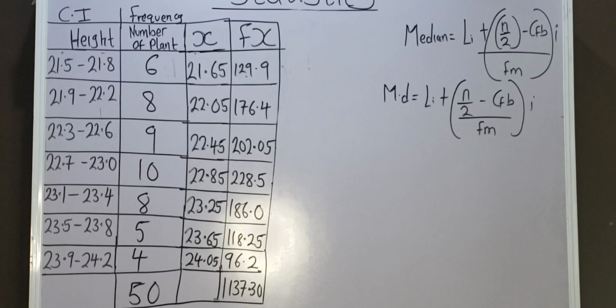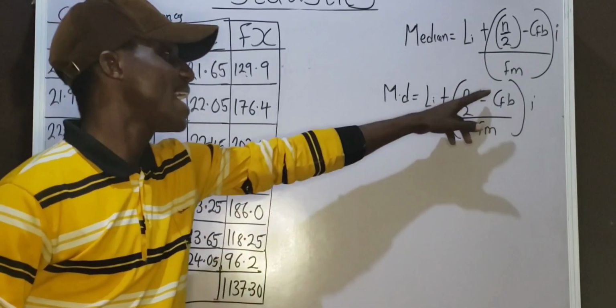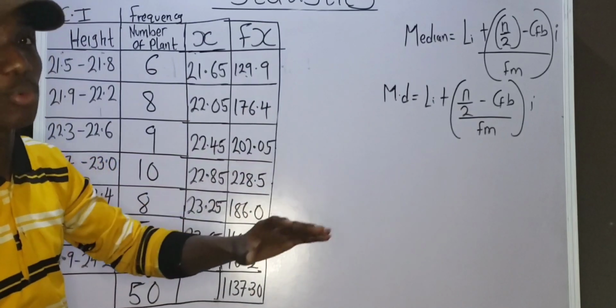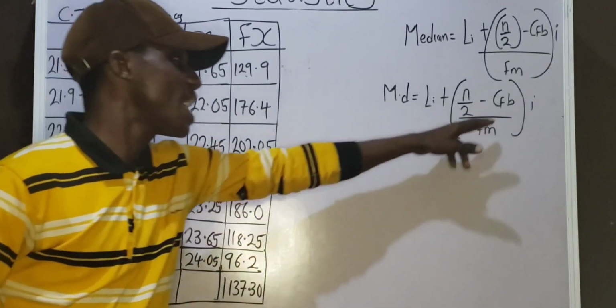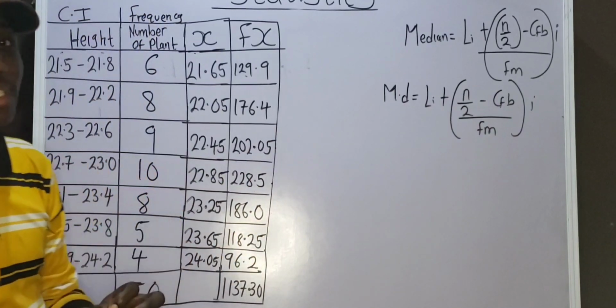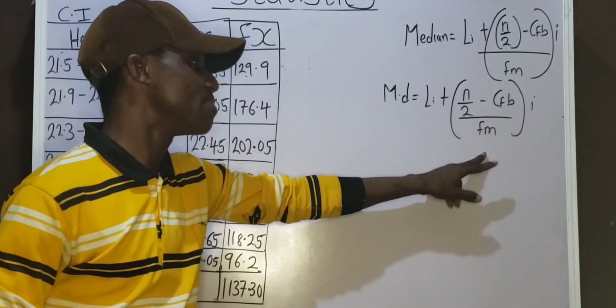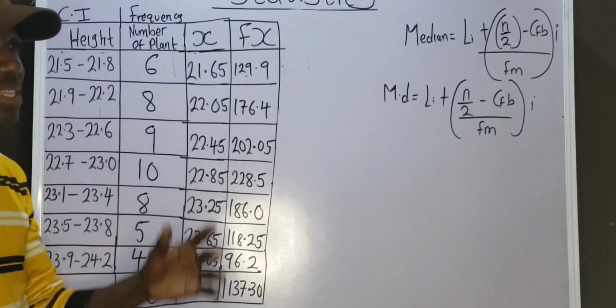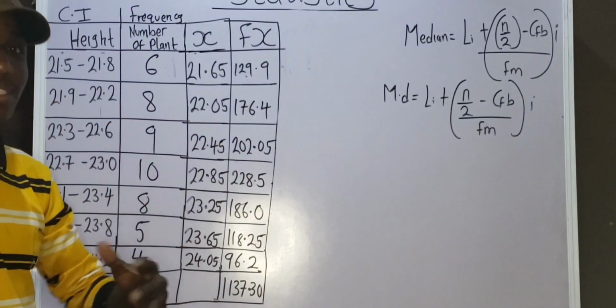Are you getting it? So Li is the lower class boundary of the median class. N is the total number of samples, total number of observations, total number of plants. You understand? And CFB is the cumulative frequency before the median class. And FM is the frequency of the median class. H is the class width. That is the class width.